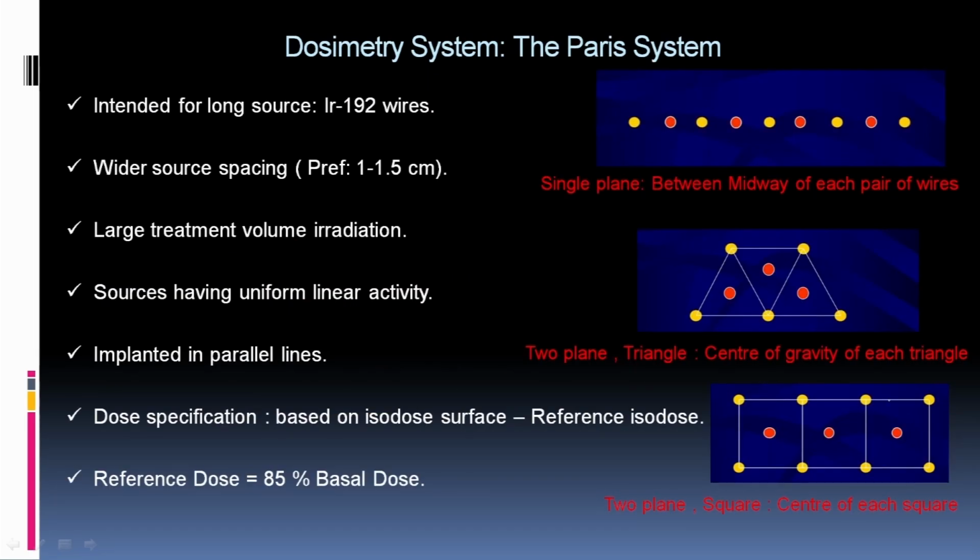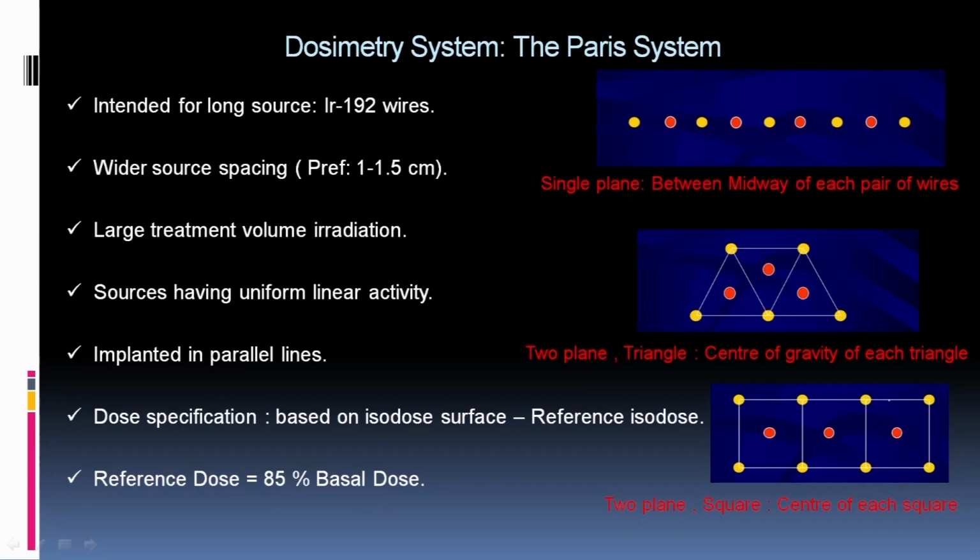Now, we will discuss the Paris dosimetry system for interstitial brachytherapy. This Paris system is currently a very popular form of dosimetry system, which is applied in various kinds of interstitial brachytherapy. And this Paris system was developed with long sources in mind, because over time people are using brachytherapy for larger volumes, and there has been much development in source construction.